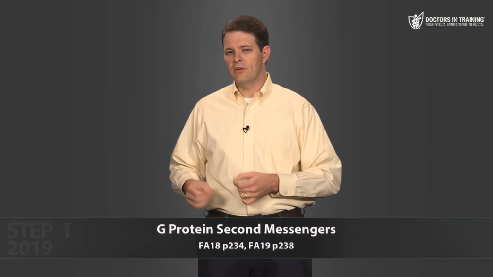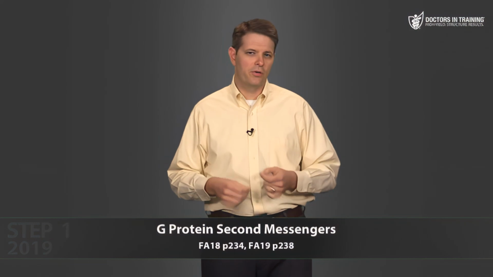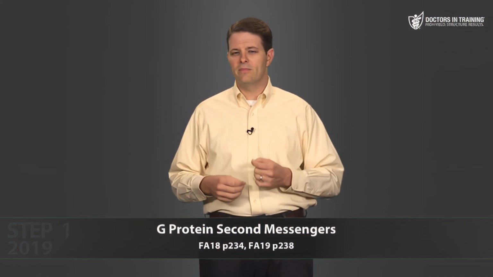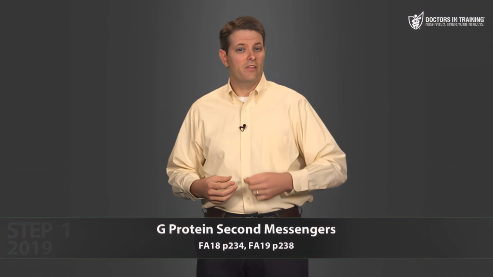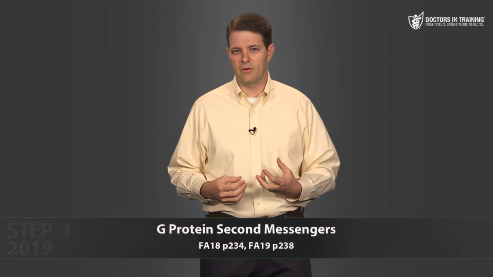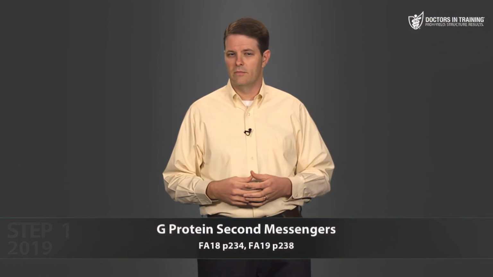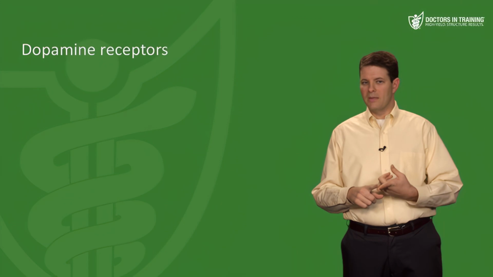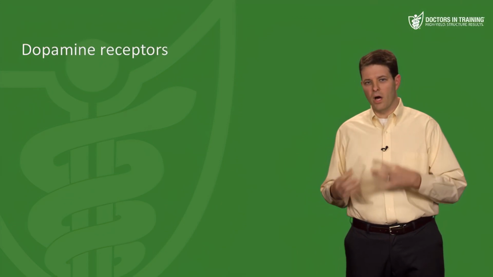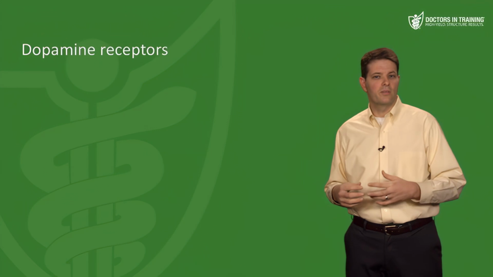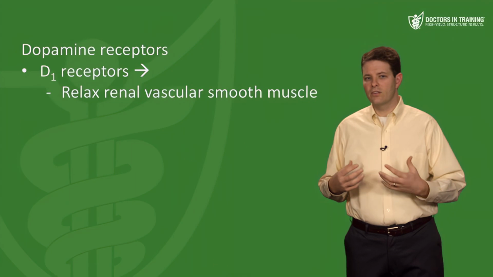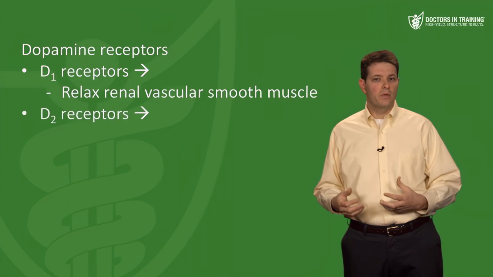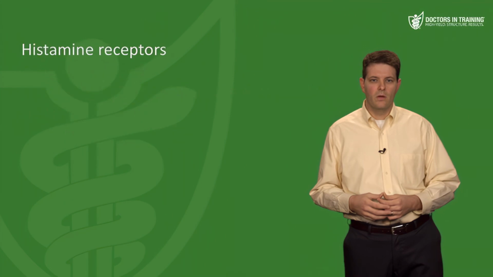So muscarinic receptors and adrenergic receptors are all G-protein receptors. They're all 7-pass transmembrane receptors that activate G-proteins to do something. But G-proteins are also found associated with other types of receptors outside the autonomic nervous system. So there are dopamine receptors. Dopamine is another catecholamine, but it's not part of the autonomic nervous system. Dopamine is mainly a neurotransmitter in the brain. So D1 dopamine receptors will relax renal vascular smooth muscles, and then D2 dopamine receptors are mainly located in the brain.